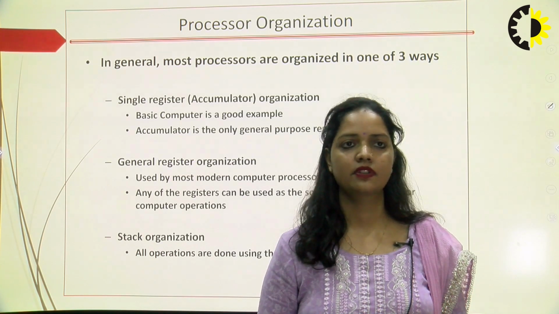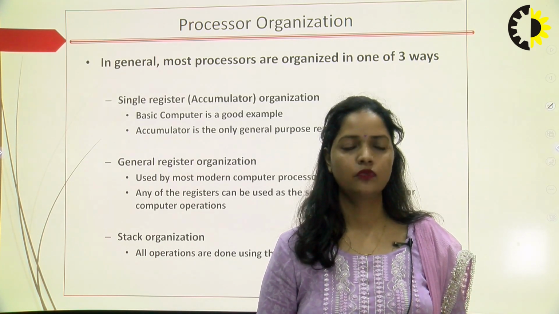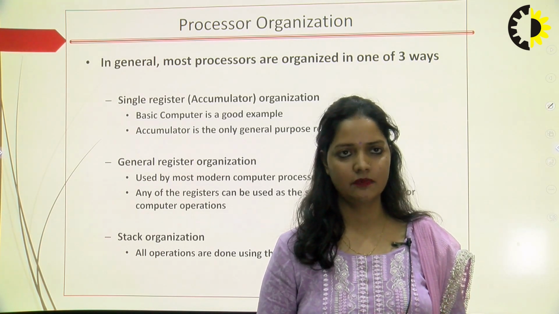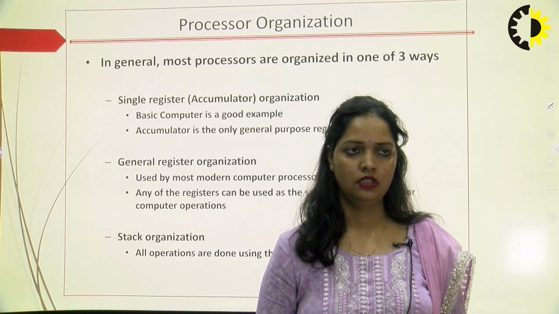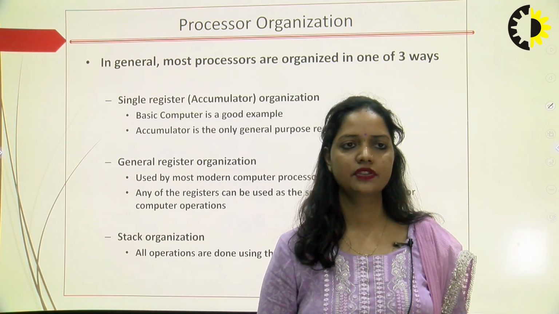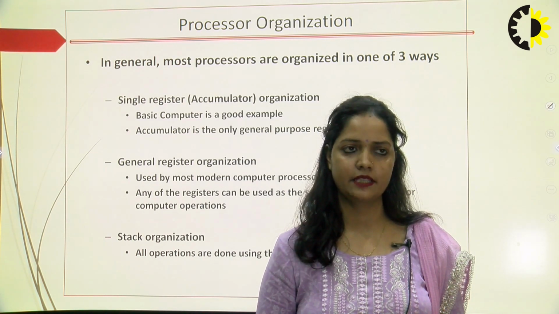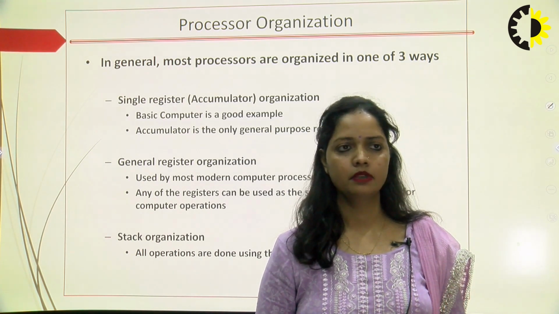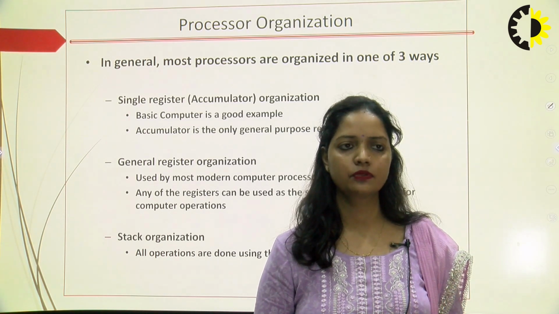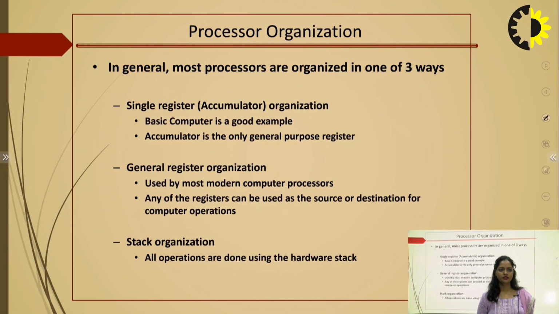So what are processor organization schemes? We divide processor organization schemes into three parts. The first one is the single register organization scheme, which is the accumulator based organization scheme. In this scheme, a single accumulator is used as a general purpose register. And the example of this organization scheme is the basic computer system.